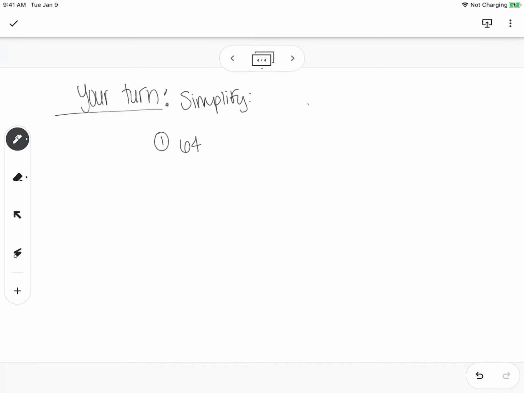All right, 64 to the 1/2 power. Tell me what that equals. 11 to the 1/2 times 11 to the 1/2. See what that equals. And 48 to the 1/4 power. See what that equals. So pause the video, give that a try, and see what you end up with.